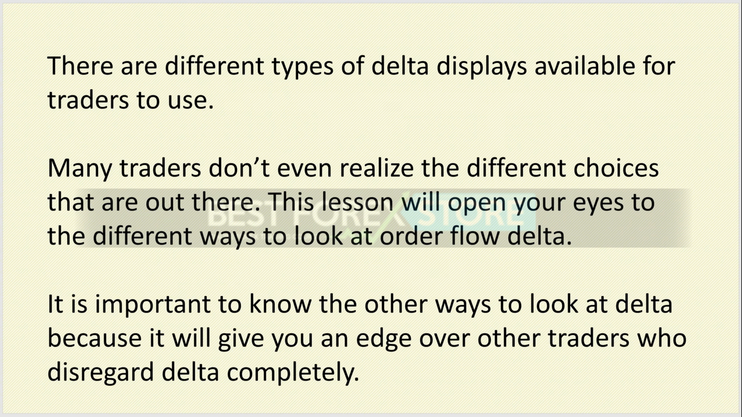And there are different types of delta displays available for traders to use. And this is important because not a lot of traders realize that they have these choices. And this lesson will open your eyes to the different ways you can look at order flow delta. Now it's important to know the other ways to look at delta because it's going to give you an edge over other traders who disregard delta completely or maybe just look at the final delta number. And there's other forms of delta analysis that can be done when you take the other information that's available with delta.